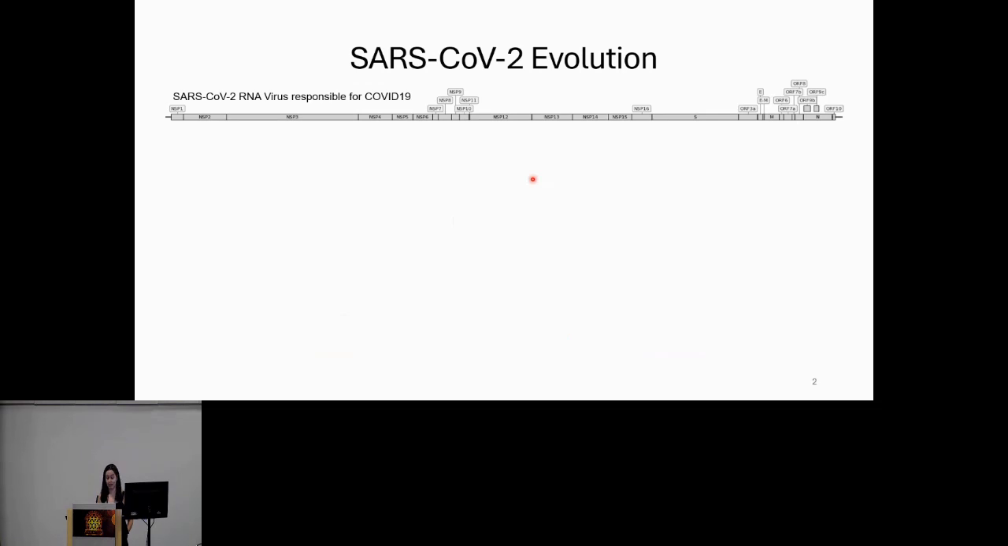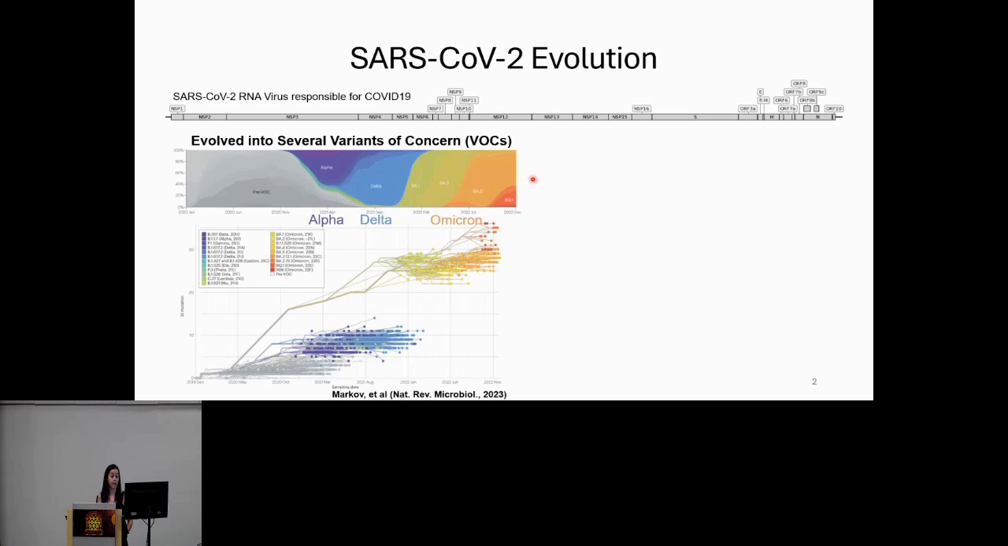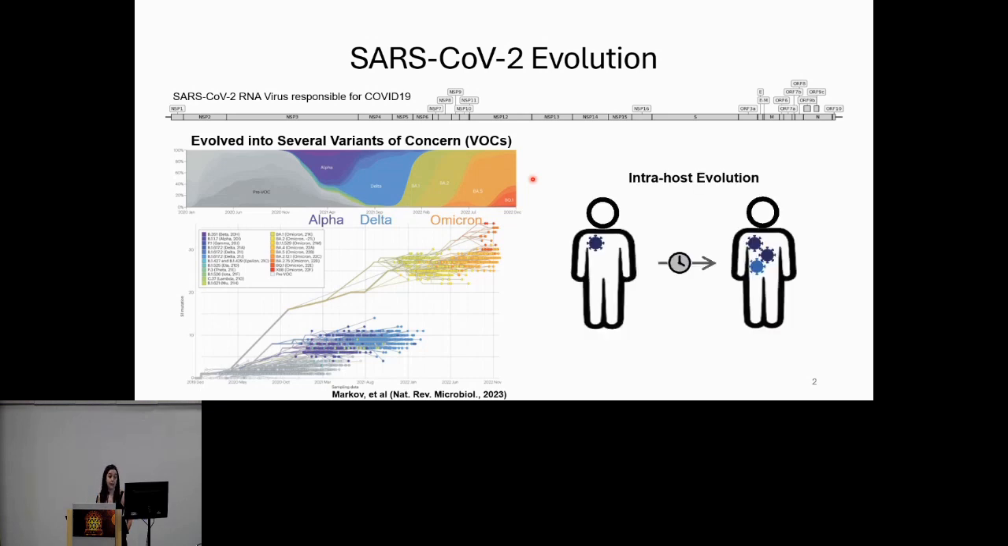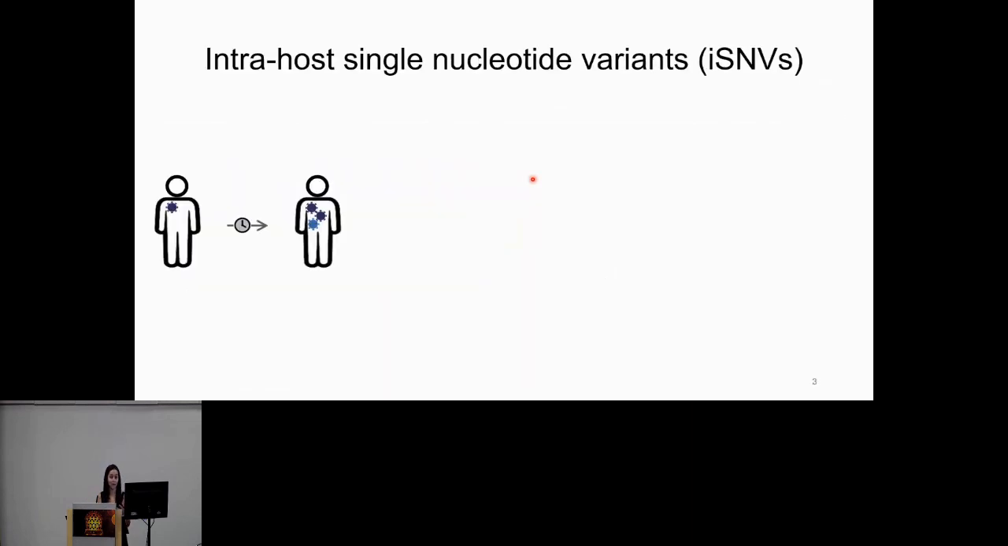It is an RNA virus that is responsible for the pandemic that we know a little too well. And throughout this pandemic, this virus has evolved into multiple variants of concern, as we know, Alpha, Delta, and more recently, Omicron. These variants evolved by accumulating mutations, and specifically during the intra-host infection, where they accumulate mutations during replication, and there's selection happening on these mutations. And the advantage, the uniqueness of this pandemic is the number of data generated.